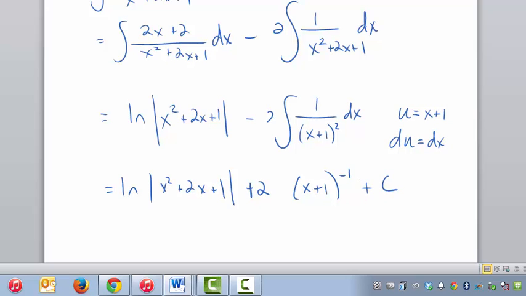So I skipped a little bit of work there, so see if that makes sense. If you were to differentiate that, you should get that, right? So bring the negative 1 down, you get a negative 2. And then you have x plus 1 to the negative 2, times the derivative of what's inside, which is just 1. Okay, so that looks like it's going to work out.